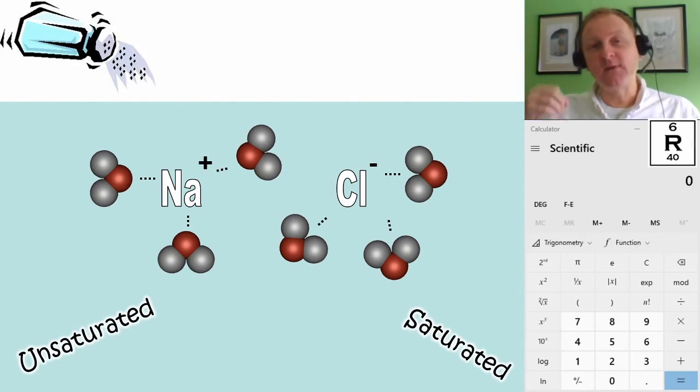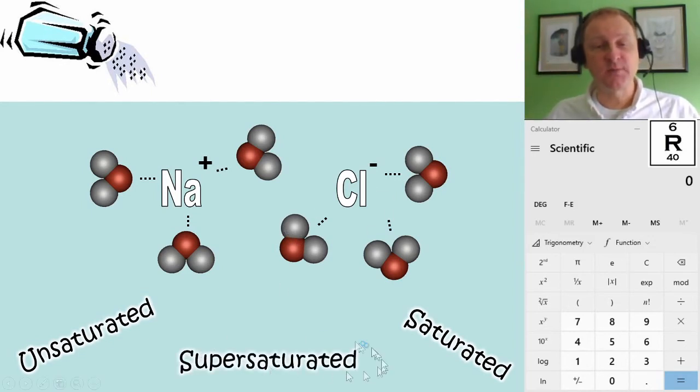And what will happen if you keep adding the salt to the solution that's saturated? The salt crystals will actually fall and sit on the bottom. This is called a supersaturated solution. In a supersaturated solution, there's no more room in the solution to hold solute, and then it will just literally sit on the bottom. That is a supersaturated solution.